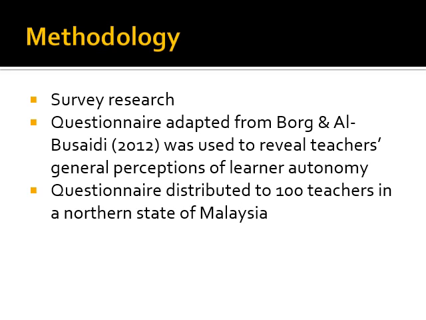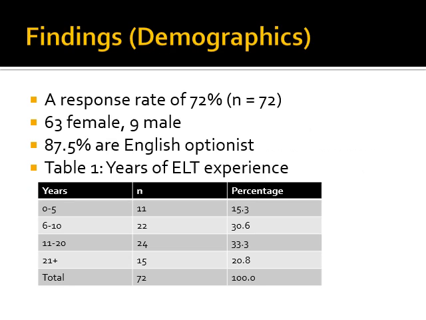Now, the methodology for this study is a survey. I use a questionnaire adapted from Borg and Al-Busaidi. It is to reveal teachers' general perceptions of learner autonomy. The questionnaire was distributed to 100 teachers in the northern state of Malaysia. My response rate was 72%, 63 females and 9 males. 87.5% are English optionists.